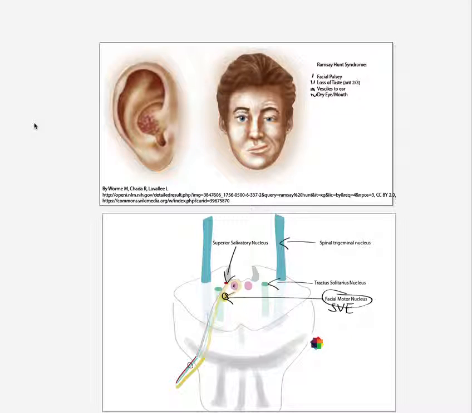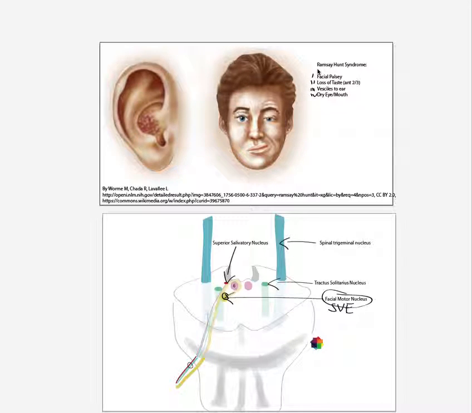So, the facial nerve is given its name from the fact that it innervates the muscles of the face, specifically the muscles of facial expression. But that's only one of its four functions. And the easiest way to remember the four functions of the facial nerve is to think about what happens when something goes wrong with the facial nerve. That's why I've got this picture of Ramsay-Hunt syndrome here.